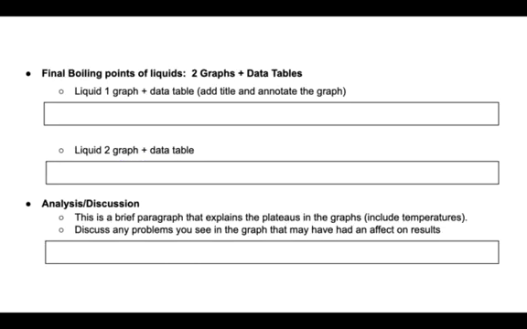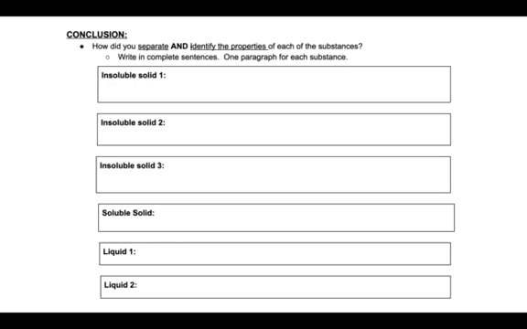The final boiling points. Once you have isolated each of your individual liquids, you will go ahead and create a graph of the boiling point for each liquid. So you will need to title and annotate those graphs as well. Then you will do an analysis and discussion, a brief paragraph that explains the plateaus in the graph, including the temperatures. What are those plateaus? And you'll discuss any problems you see in the graph, the reason they are there, and what effects they could have on your results.